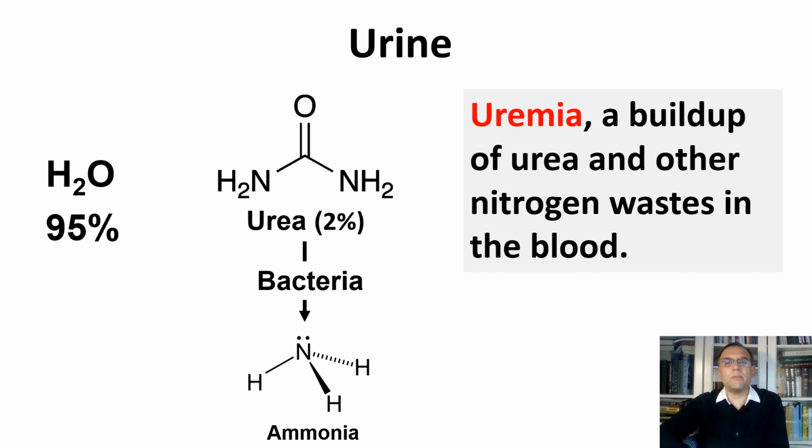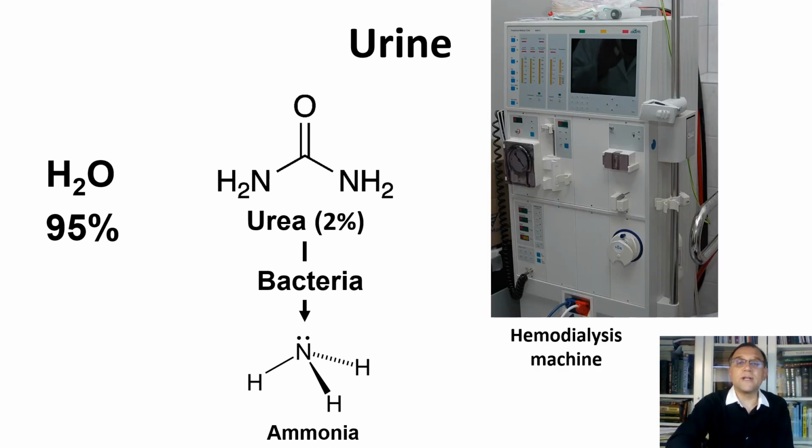Any condition which impairs the elimination of urea by the kidneys can lead to uremia, a building up of urea and other nitrogen waste in the blood that can be fatal. This happens in cases of kidney failure. To reverse the condition, the patient must undergo blood dialysis to remove the waste from the blood.